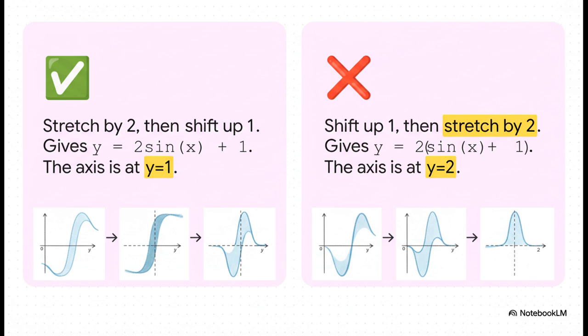Stretch first, then shift. We take sine of x, we stretch it by 2, and then we move it up by 1. Our final axis is at y equals 1. But look what happens on the right if we get the order wrong. We shift sine of x up 1 first, and then stretch the whole thing by 2. That means we have to distribute the 2, and we end up with y equals 2 sine x plus 2. Now our final axis is at y equals 2. These are 2 totally different graphs, and it's all because of the order.